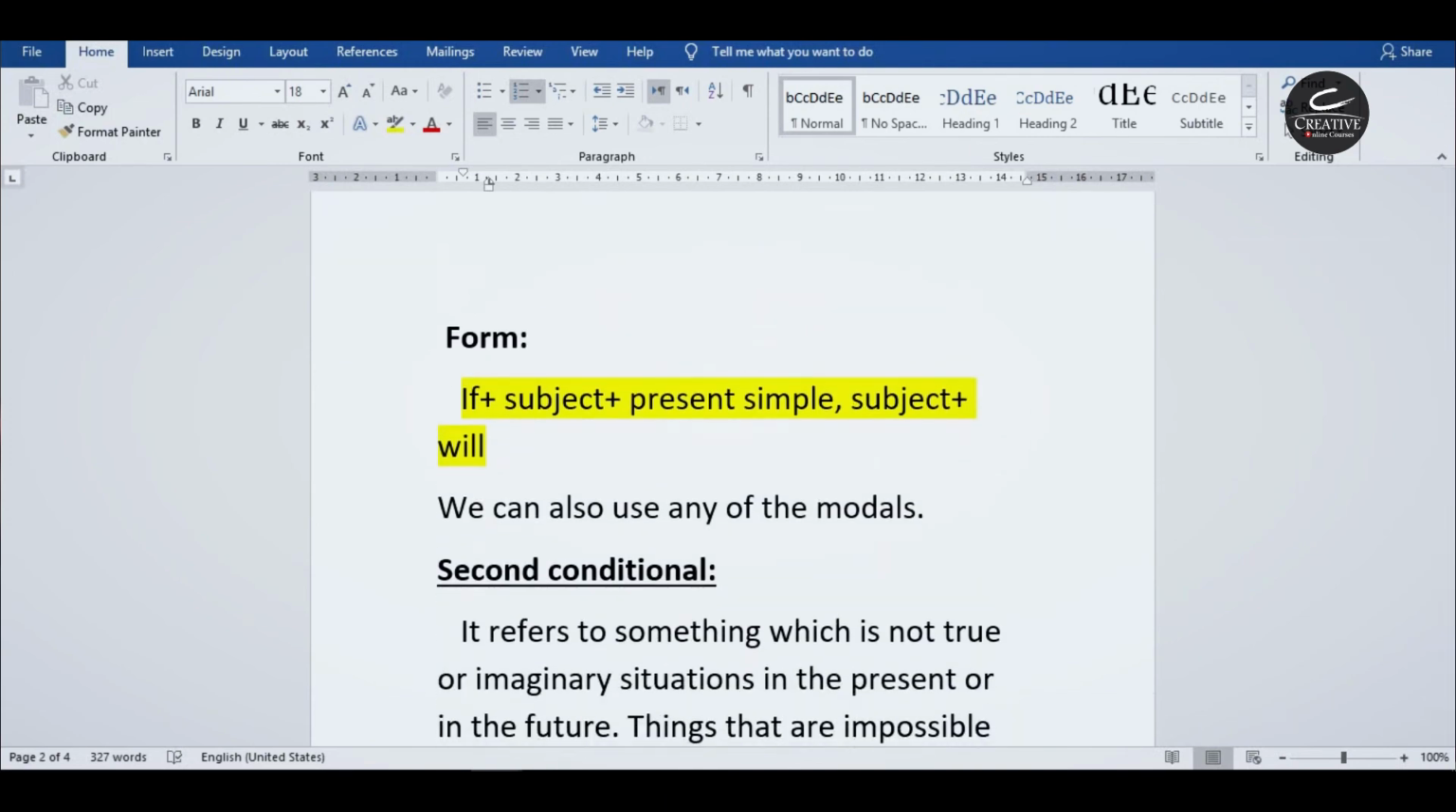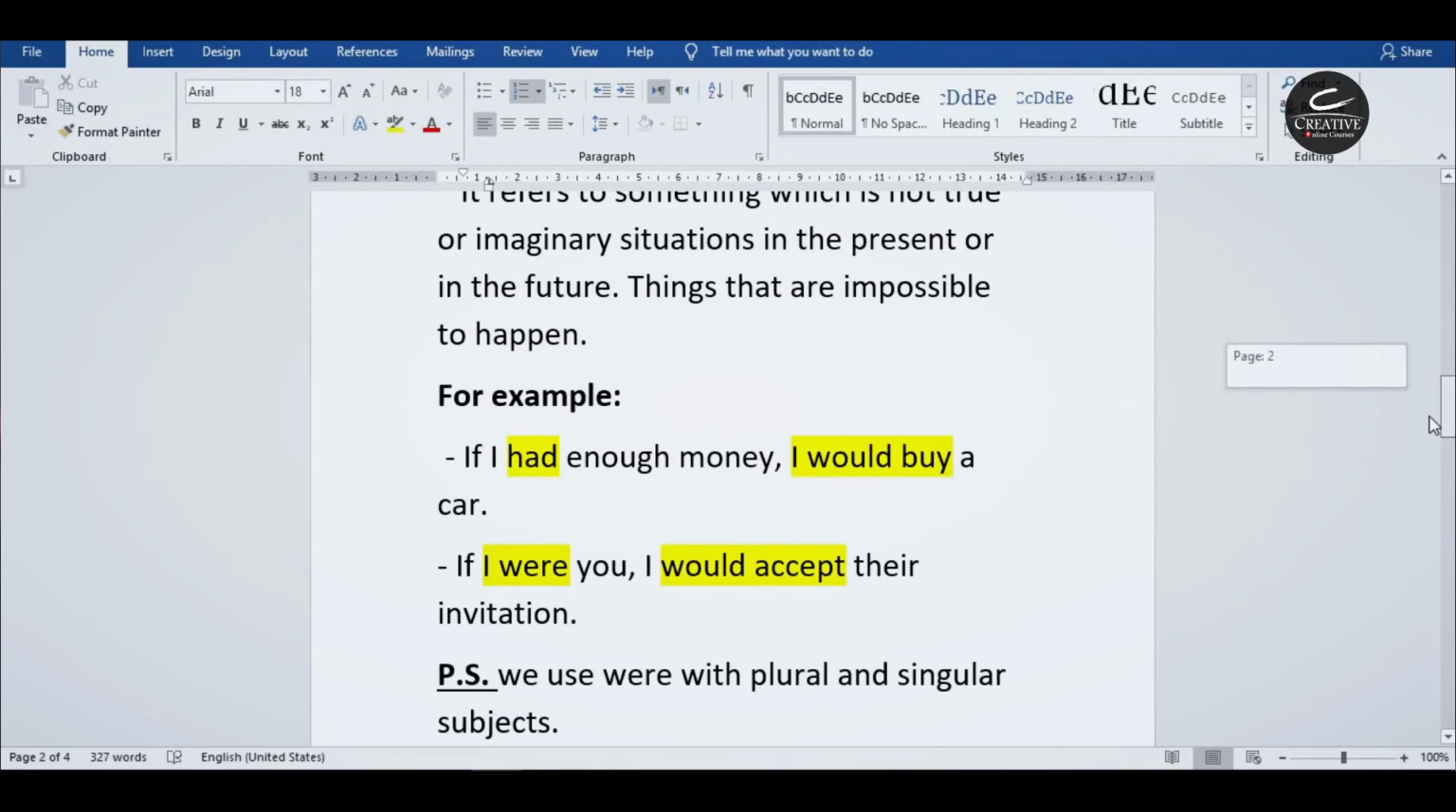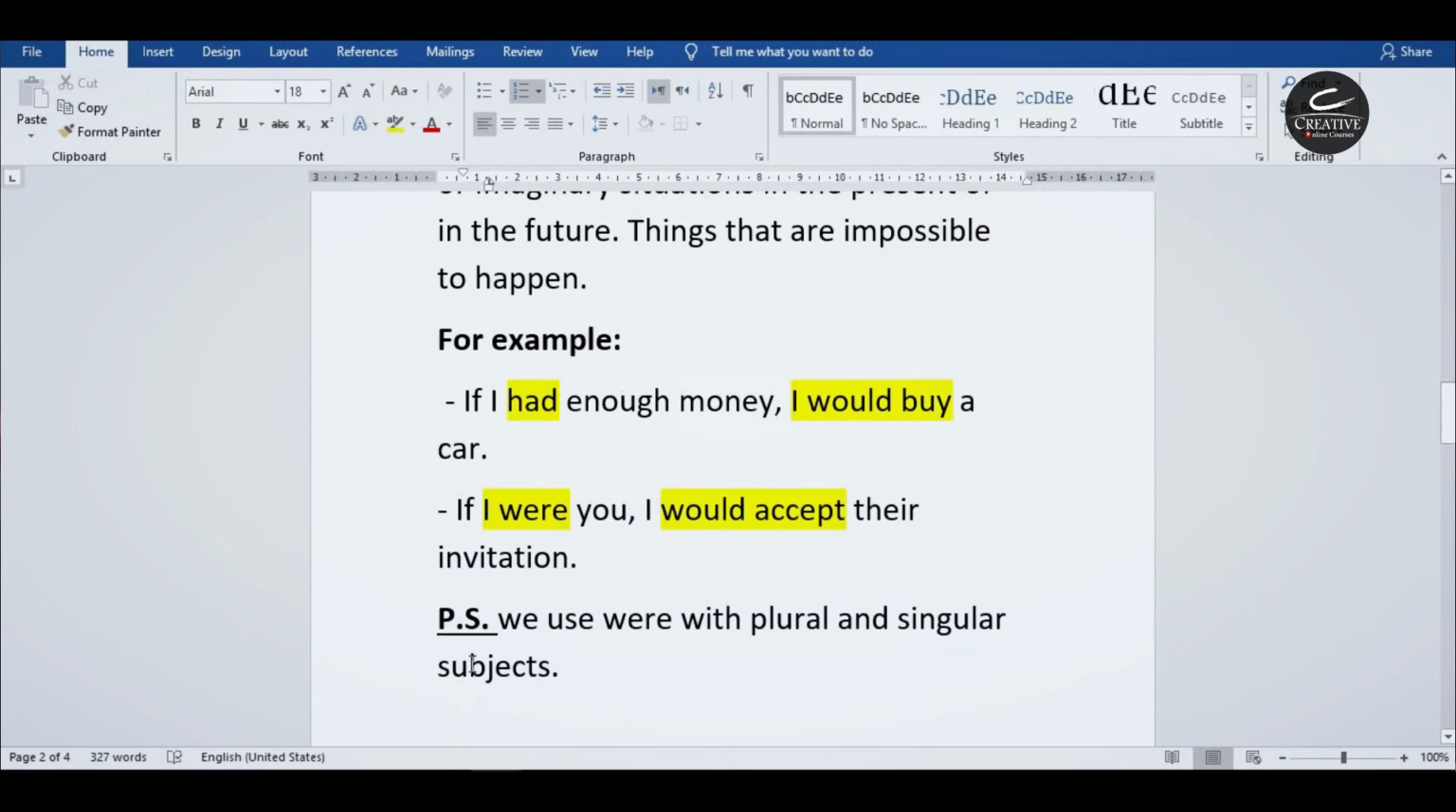The second conditional, we use it to refer to things which are impossible to be fulfilled, even in the present or in the future. Okay, after if, we use the past tense. Okay, and in the second part of the sentence, we use would plus the infinitive. Okay, remember that in this case we use were with all the pronouns. Okay, with all the subjects or all the subject pronouns. We use were with the plural and the singular also.